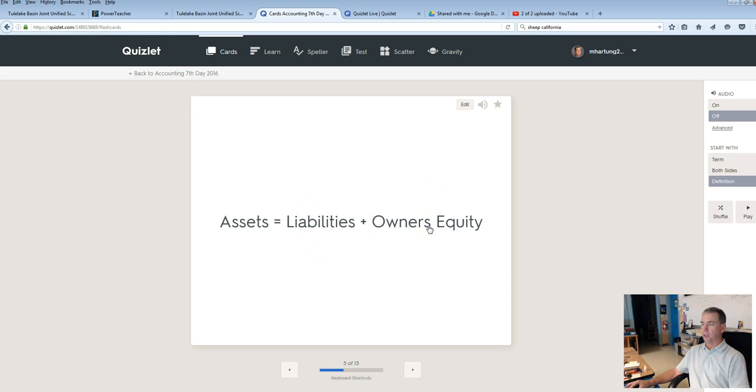And the other thing that we looked at as far as understanding this is that you have a bunch of assets, and this side indicates where the financing came for those assets. It also indicates, because of that, who has a claim to those assets.